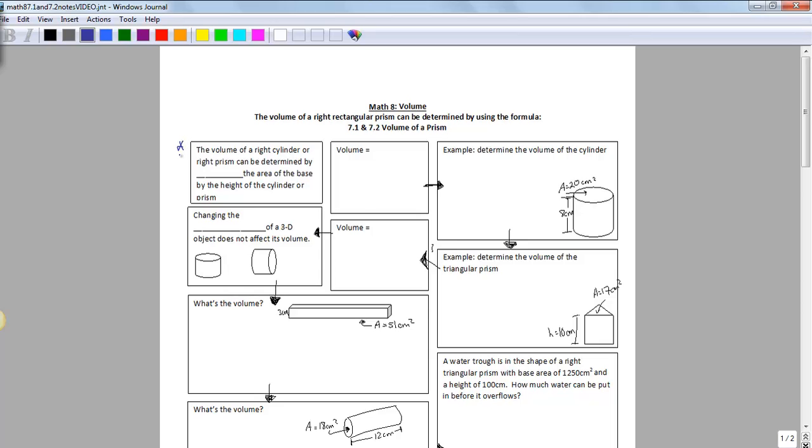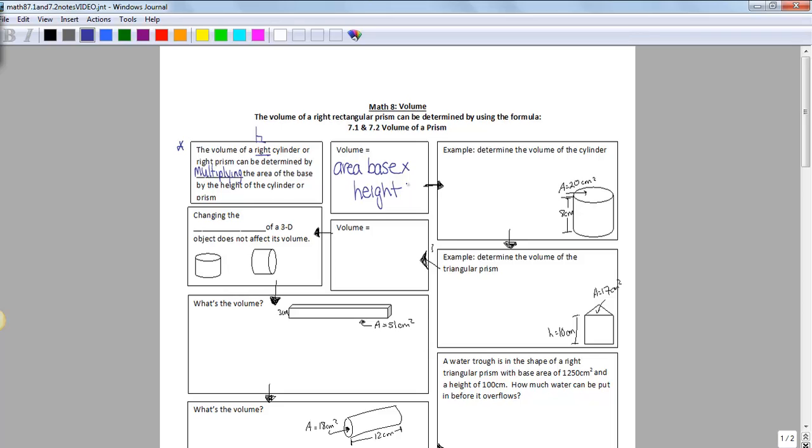So the first box on the left says that the volume of a right cylinder or right prism can be determined by multiplying the area of the base by the height of the cylinder or prism. When we say right, what we mean is that there's a 90-degree angle. Everything that you've been doing this year has 90-degree angles, right cylinders or right prisms. So we can put that into a general formula for all shapes: area of the base times the height. And that'll work every single time.